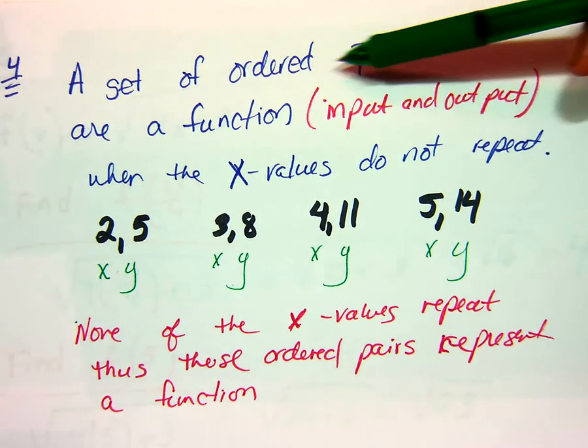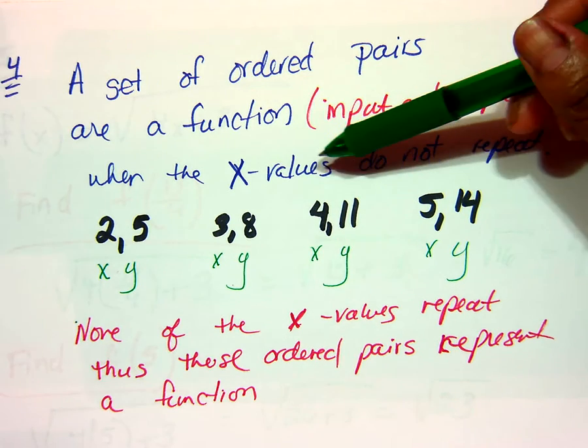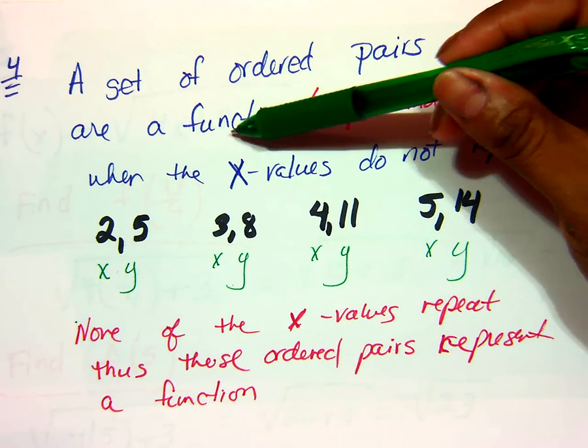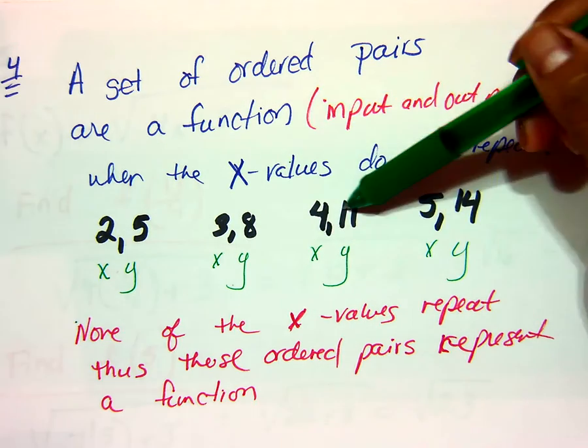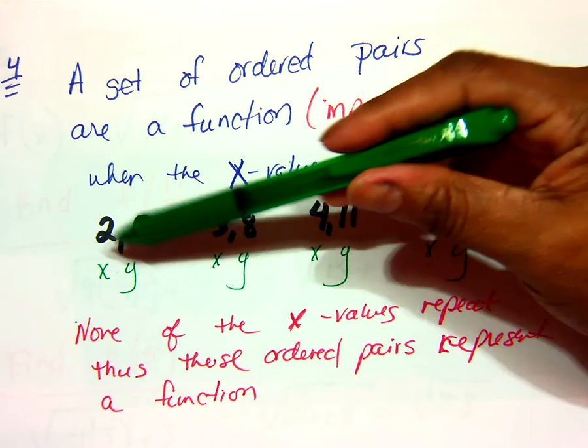It's saying that a set of ordered pairs are a function. Now another way of remembering that is your input and your output, where your x values do not repeat. So a function determines whether your x values are repeating or not. So here are your ordered pairs that are given to you. You have 2 and 5, 3 and 8, 4 and 11, 5 and 14.